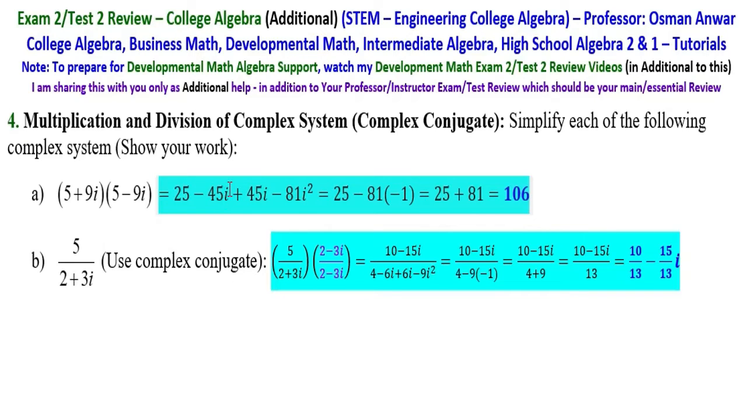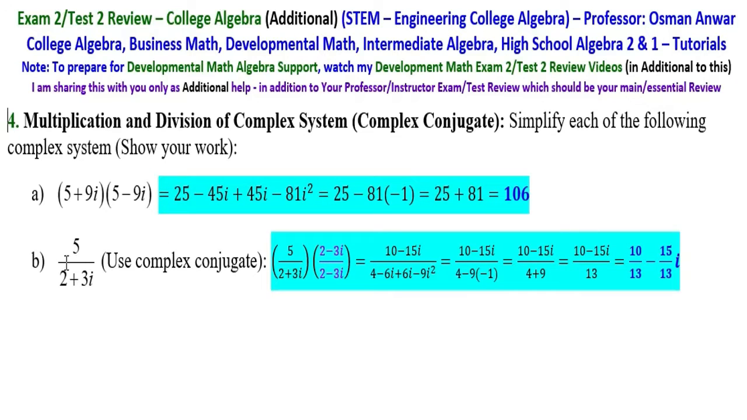The minus 45i cancels the plus 45i. So this is 25 minus 81 i squared. i squared is minus 1. So this is 25 plus 81, which is 106.